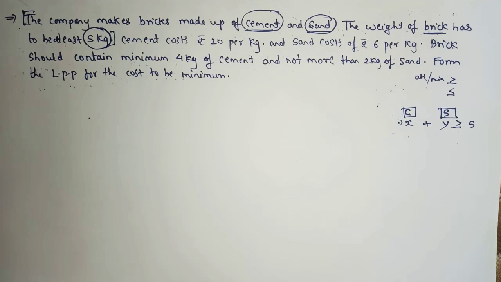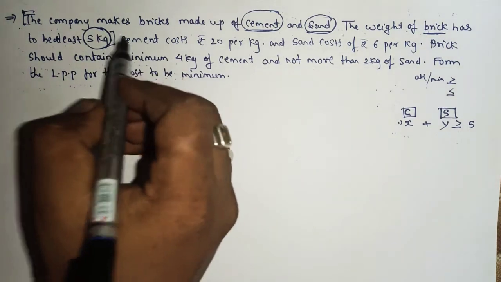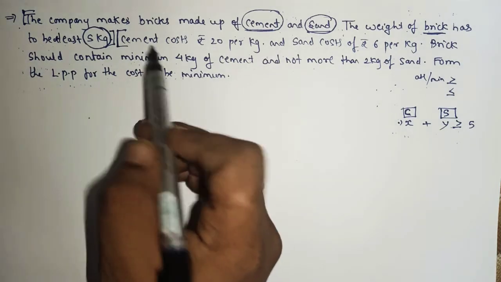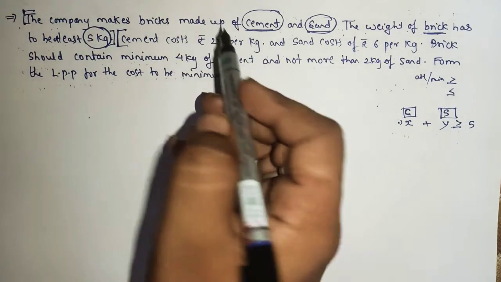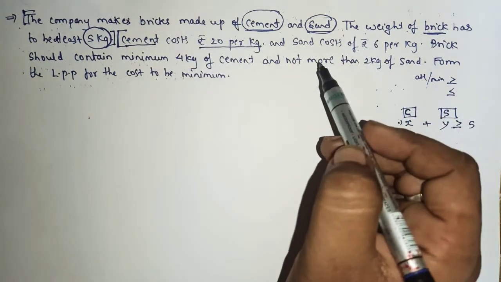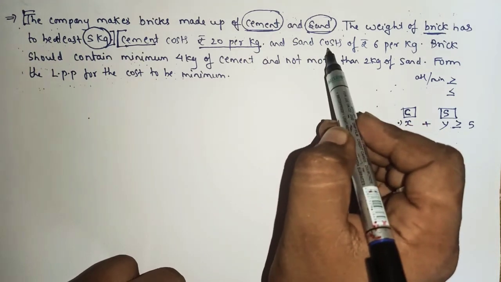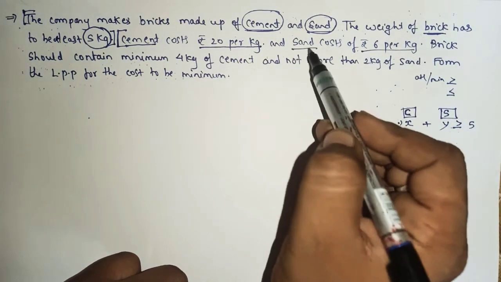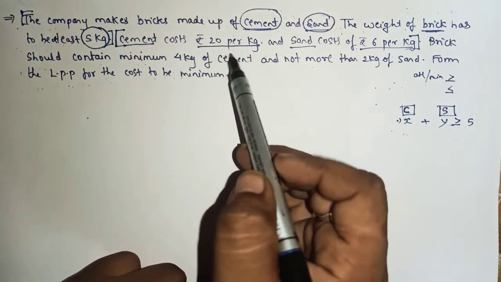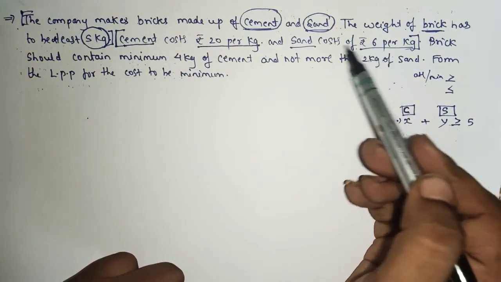Now the hint here is again the same: simply focus on the rupees first. From there you will get the idea about how to frame the Z, as well as which section to consider X and Y. The second sentence says cement costs rupees 20 per kg and sand costs rupees 6 per kg. So we focus on the rupees first. Here we got the idea about Z, that 20 rupees is for cement and 6 rupees is for sand.